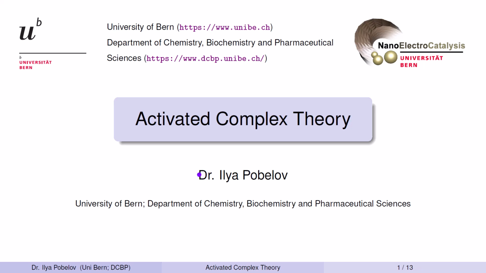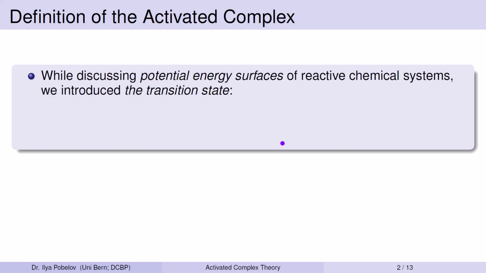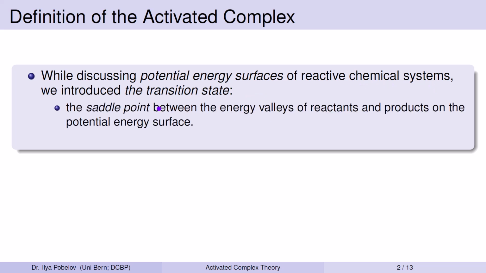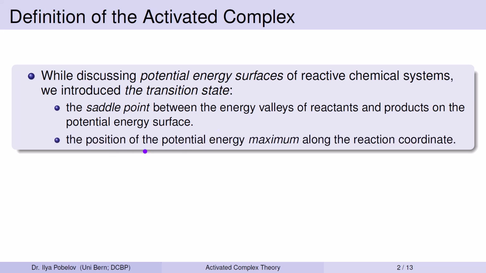In this module, we introduce the activated complex theory, also known as transition state theory. Earlier, while discussing potential energy surfaces of reactive chemical systems, we introduced the transition state. It is the saddle point between the energy values of reactants and products on the potential energy surface and, from the other perspective, the position of the potential energy maximum along the reaction coordinate.